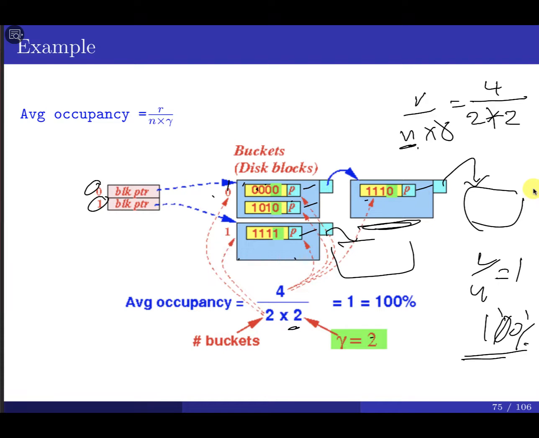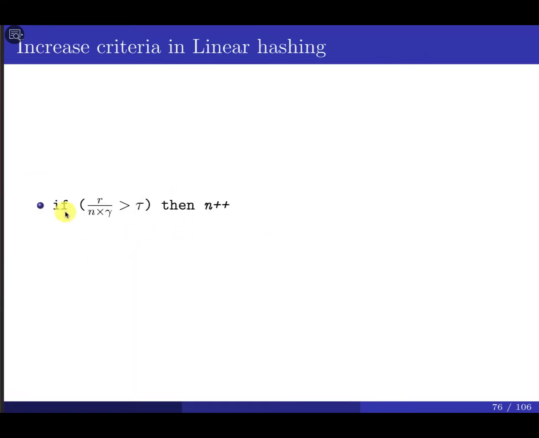Clear? Later we're going to see it depends on what's called the tau. We're going to see the threshold you can define, which tells whether we need to expand or not. Okay? Let's take a look. So this is my condition, by the way. This is very important. Okay?